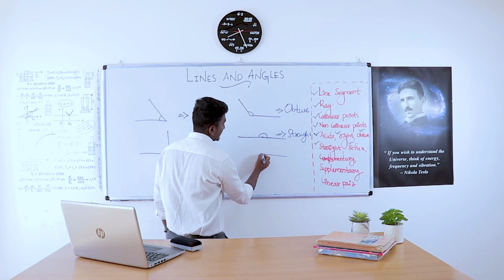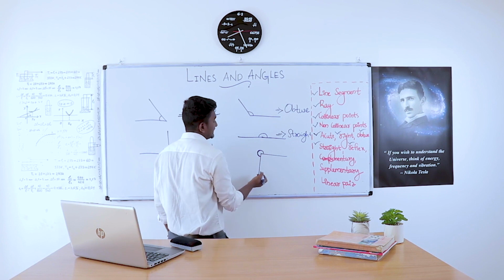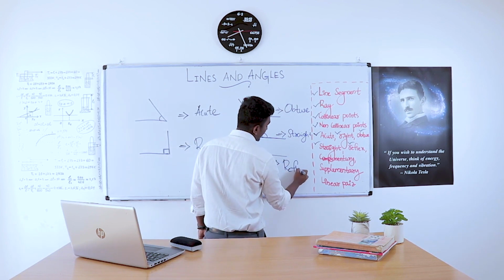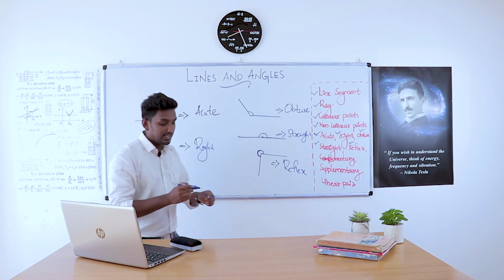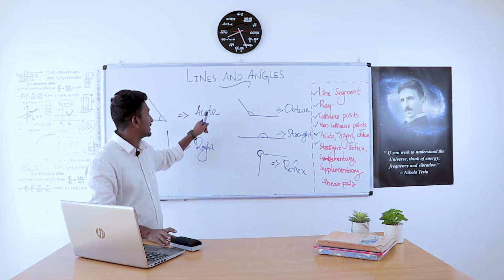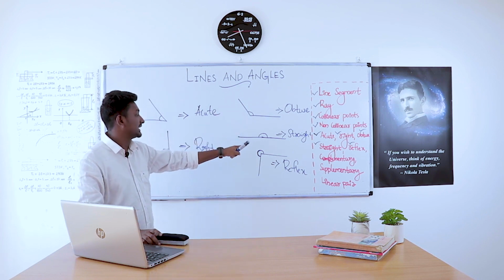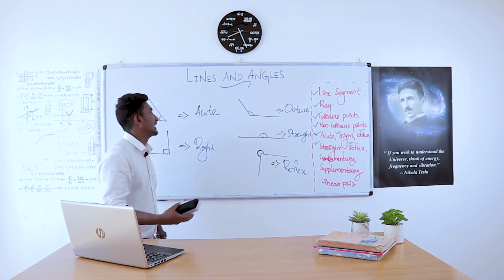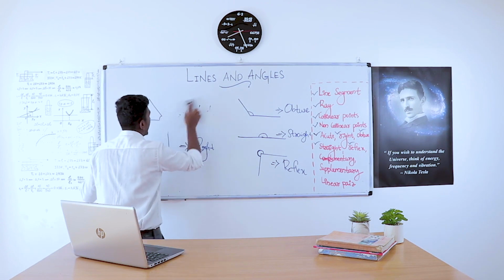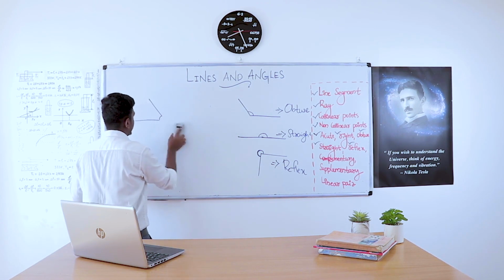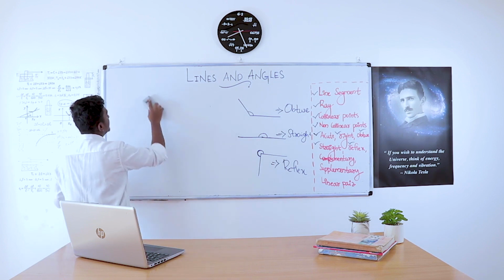And when we are considering an angle like this, not this angle, this one is greater than 180 and less than 360. Therefore, this can be called a reflex angle. That is acute angle, right angle, obtuse angle, straight angle, and reflex angle. This is the classification of angles based on the values.